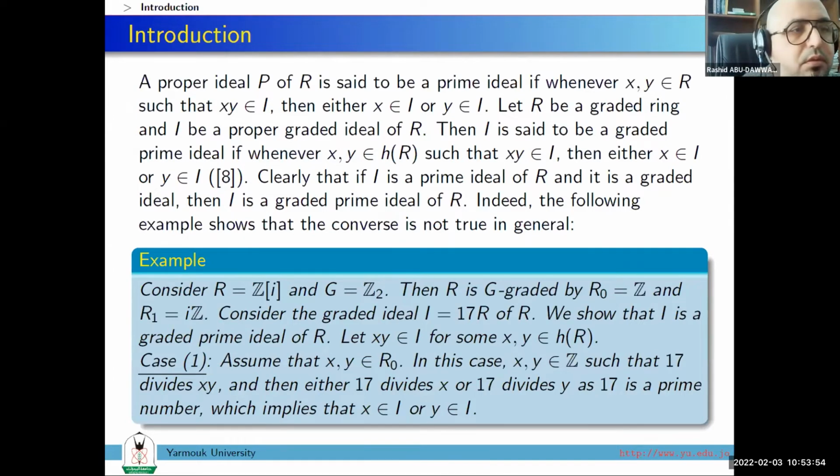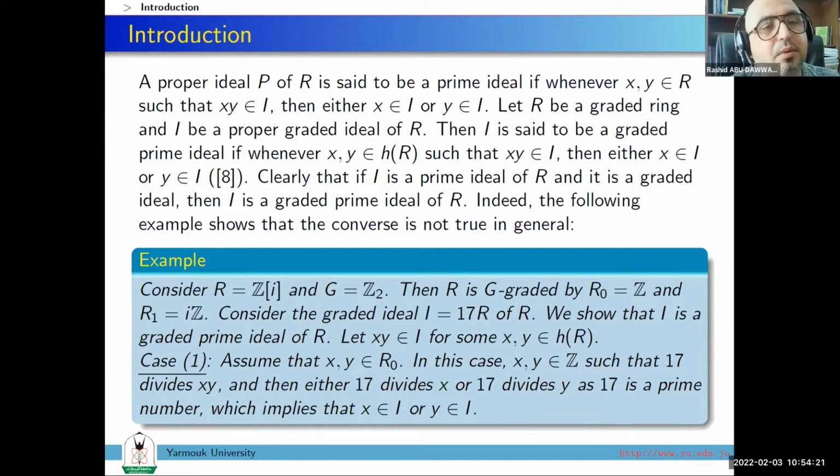Our talk is about generalizations of a graded prime ideal. First of all, recall the definition of a prime ideal. A proper ideal I of R is said to be a prime ideal if whenever x, y belong to R such that xy belongs to I, then either x belongs to I or y belongs to I. This is the definition of a prime ideal.